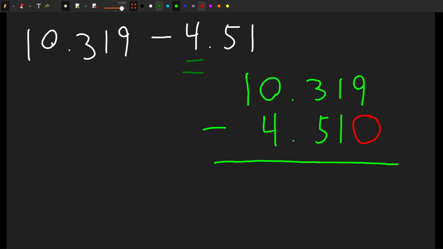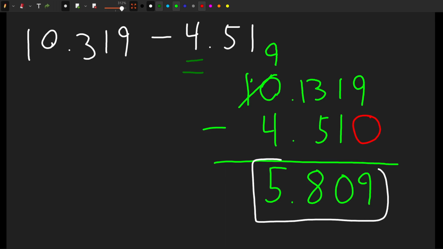Okay, so 9 minus 0 is 9. 1 minus 1 is 0. 3 minus 5, we can't do that, so we can't borrow from the 0, so we borrow from the 10, make this a 9. This becomes 13. 13 minus 5 is 8. 9 minus 4 is 5. And we're left with 5.809 as our answer. Okay.